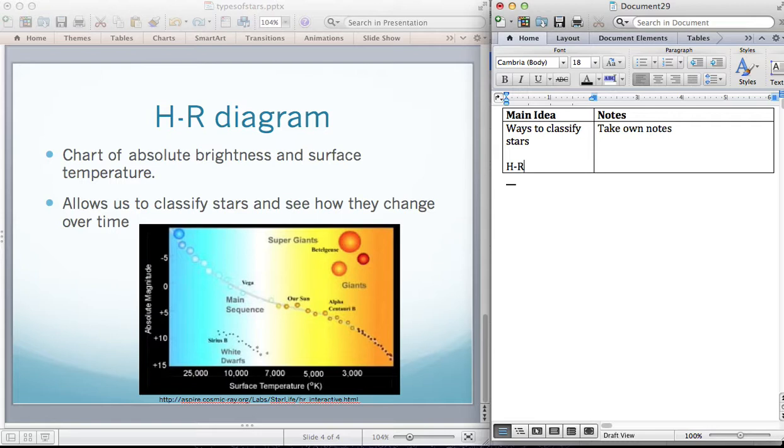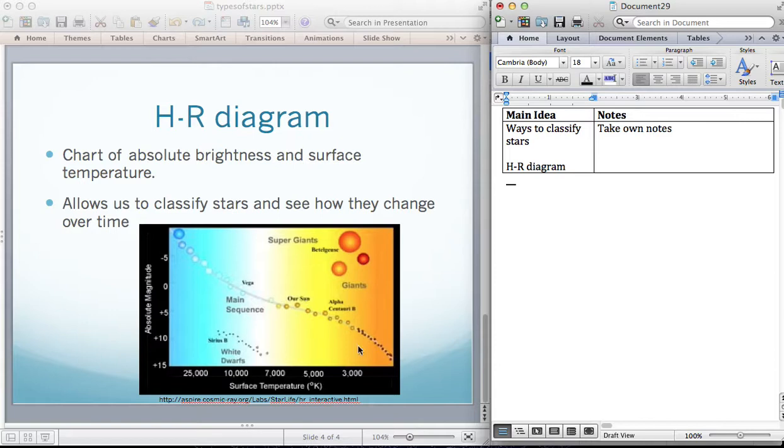on the y-axis. So we've got absolute magnitude here, getting brighter as you go up. Negative numbers in magnitude mean brighter. You don't need to know that for the test. It's just a weird convention. Whereas surface temperature gets lower as we go to the right, which is a weird way to draw a graph, but that's the way the HR diagram is always drawn. I don't have a good reason why, but whenever you see an HR diagram, it's going to be drawn this way. And this allows us to classify stars and see how they change over time.